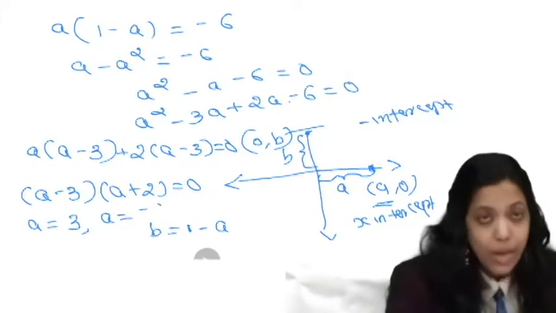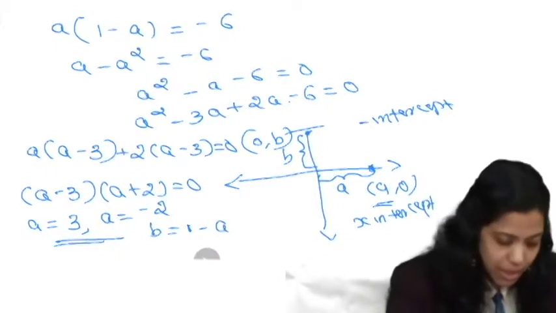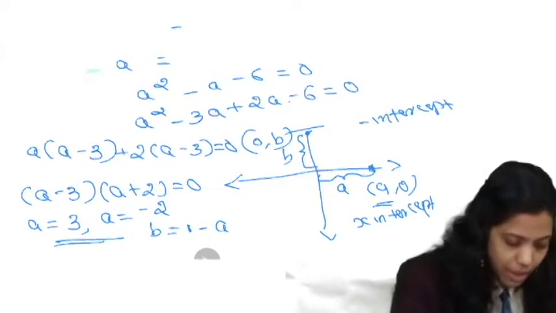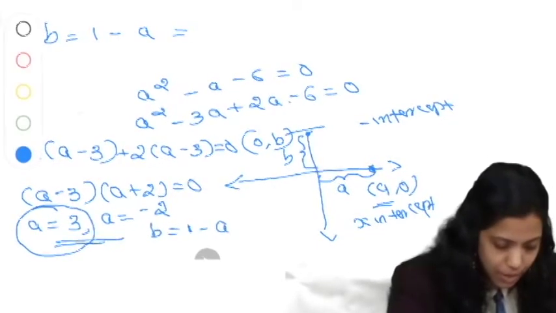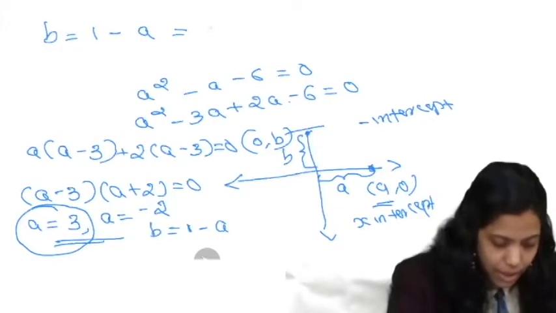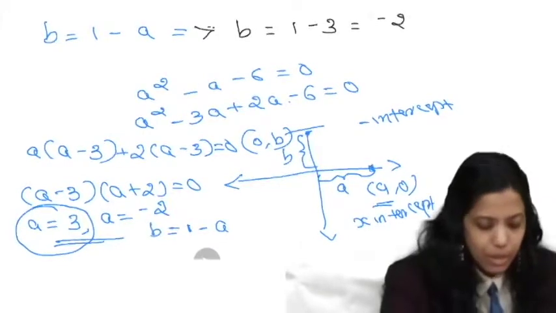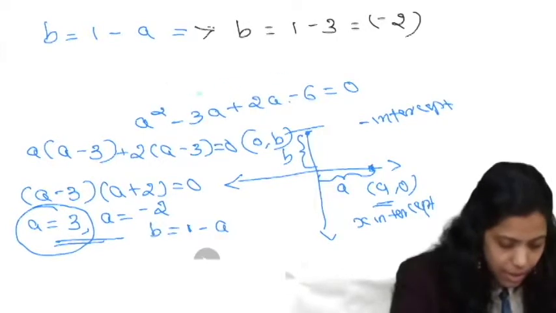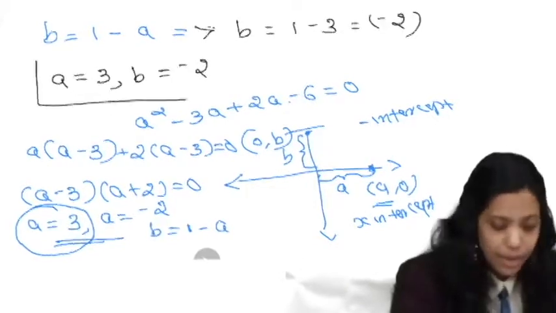So we are getting two values of a. The corresponding values of b we can find out. b equals 1 minus a. So let's substitute. In the first case, the value of a is 3. So if I substitute that, we are getting b equals 1 minus 3, the value is negative 2. So for the value of a, 3, the corresponding value of b is negative 2. That is one set of values that we got for a and b.